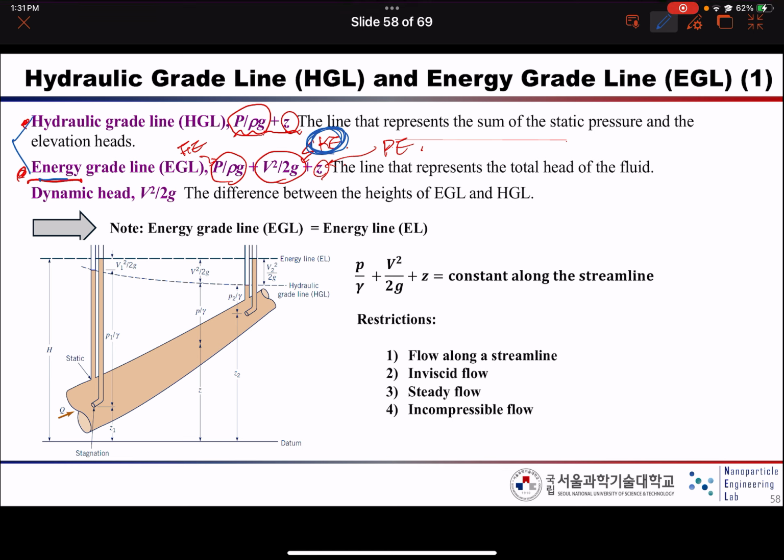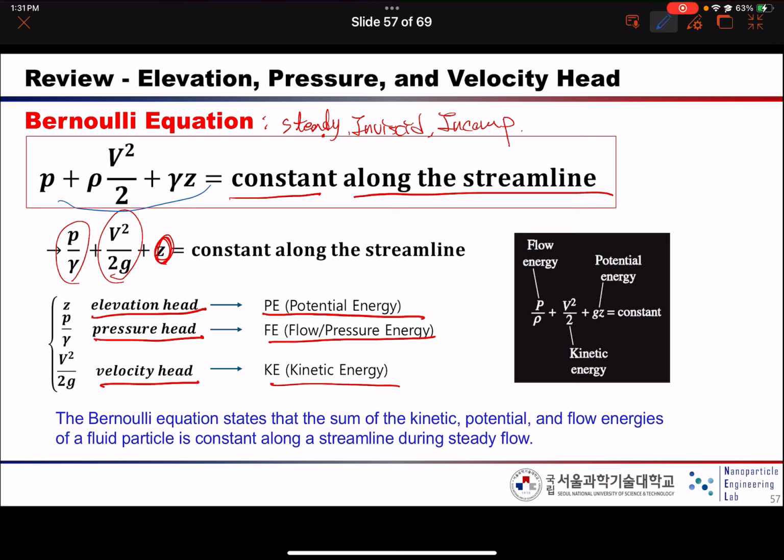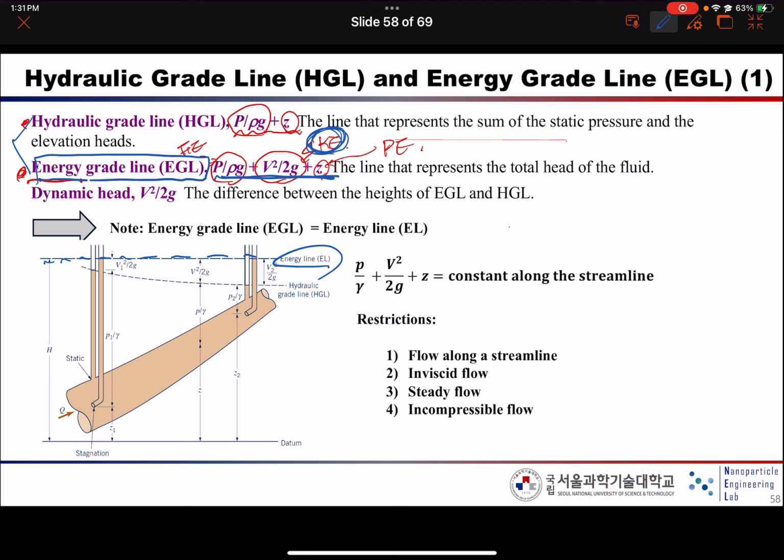Okay, so energy grade line usually is constant. Okay, because this value should be constant along the streamline. If we make the assumptions like this, steady, inviscid, incompressible, so this value should always be constant. So if the flow goes from the left to the right, in that case the energy should always be constant along the x direction.